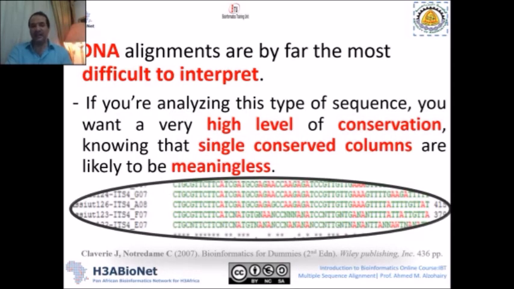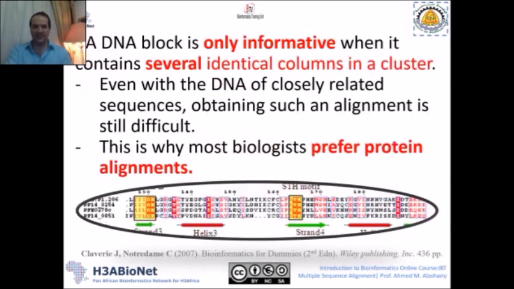So DNA alignment by far is the most difficult to interpret, because it's only 4 letters. A high level of conservation is needed, and single conserved columns are likely to be meaningless. So don't look only at single conserved columns, but always take a look at the block of conserved columns. This means something. That's why a DNA block is only informative when several identical columns in a cluster can be seen. But if it's 1 or 2 or 3, it doesn't mean anything.